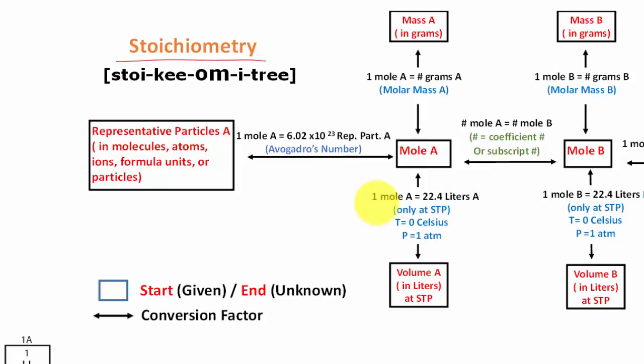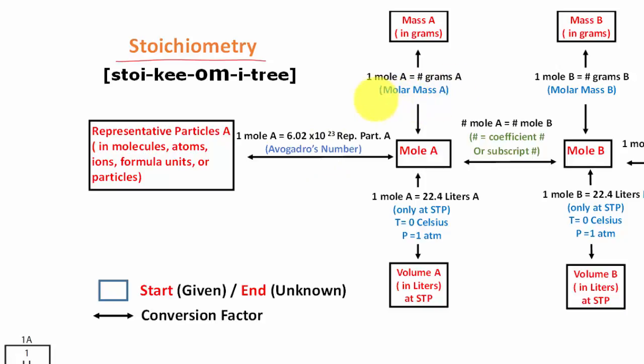What does that mean? We have the number as well as the unit on this side, as well as this side, the number and the unit. And here is another complete conversion factor. We have 1 mole of A equal to 6.02 times 10 to the 23rd particles of A.